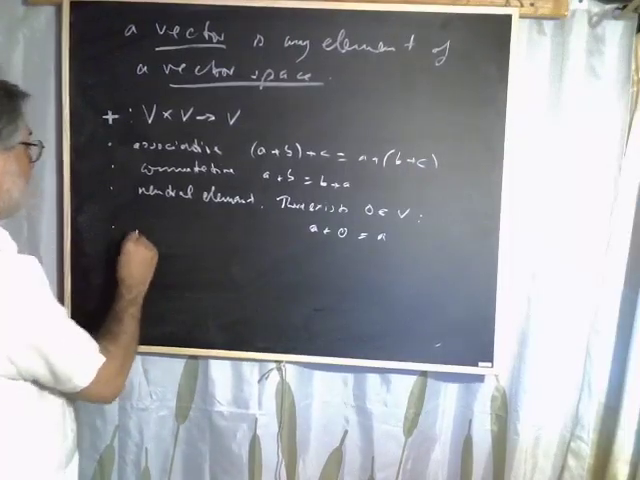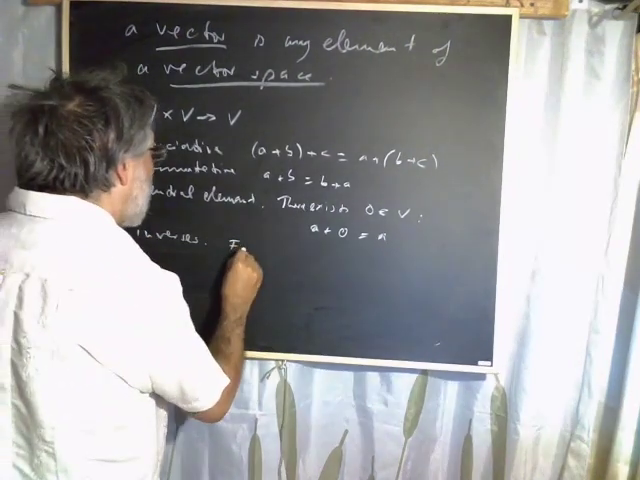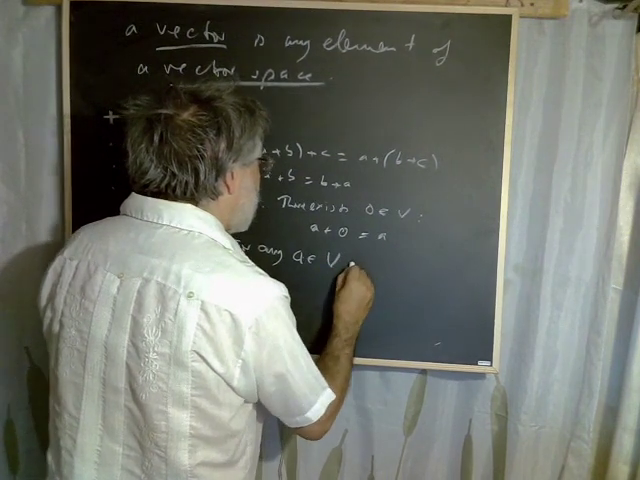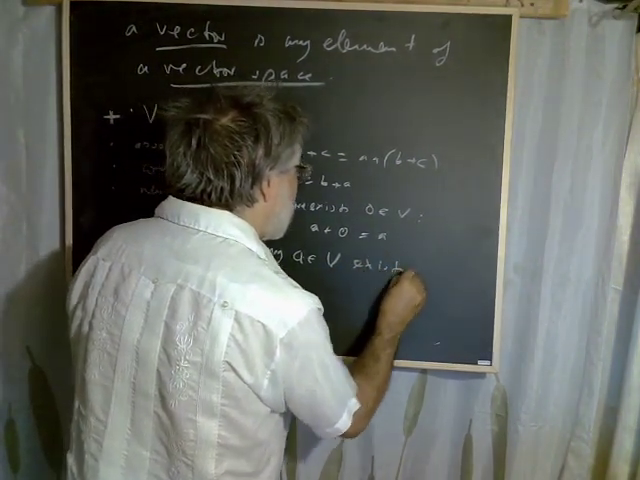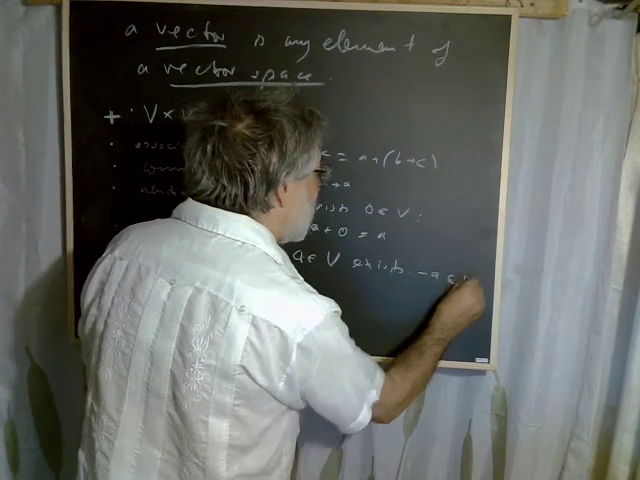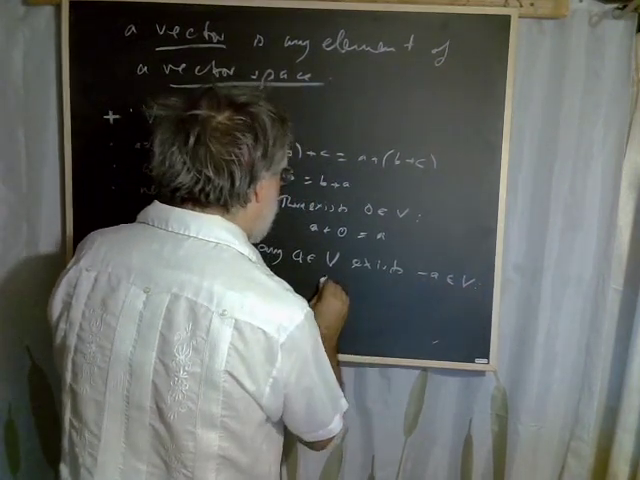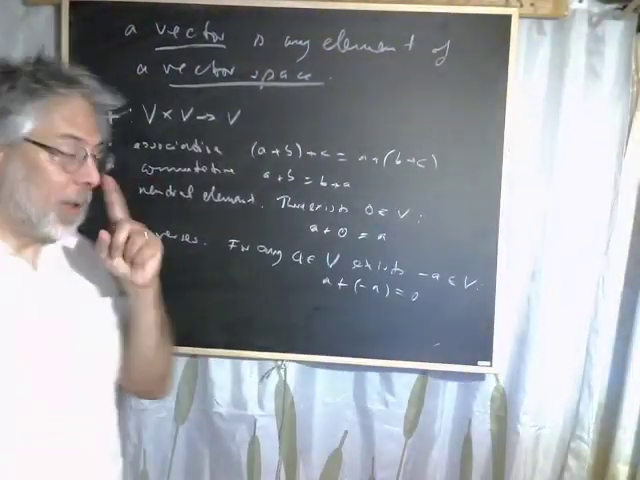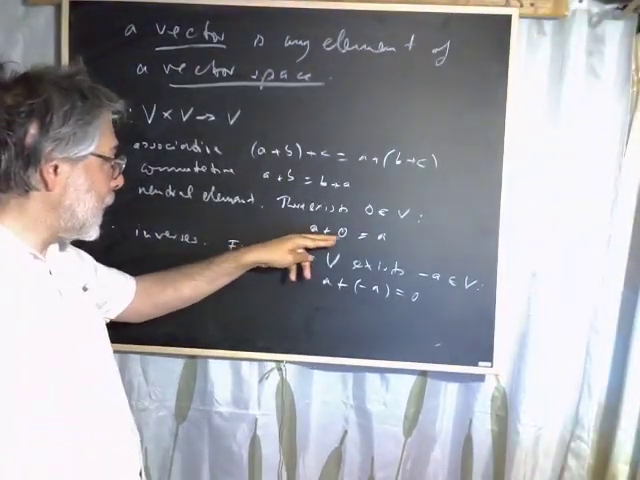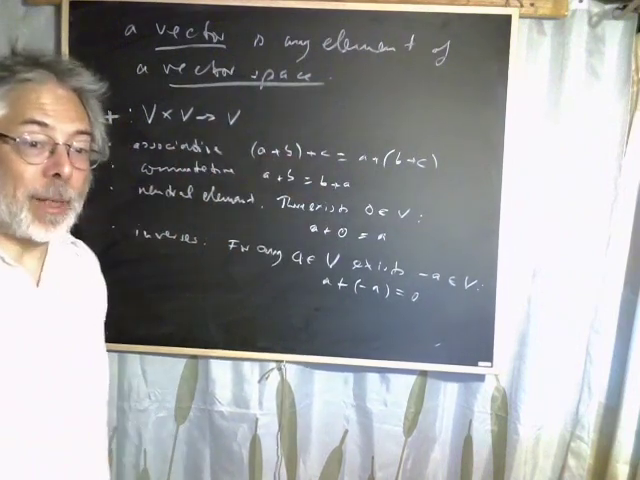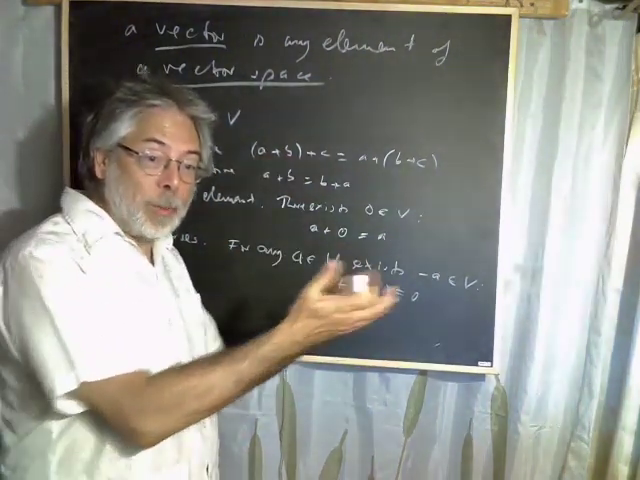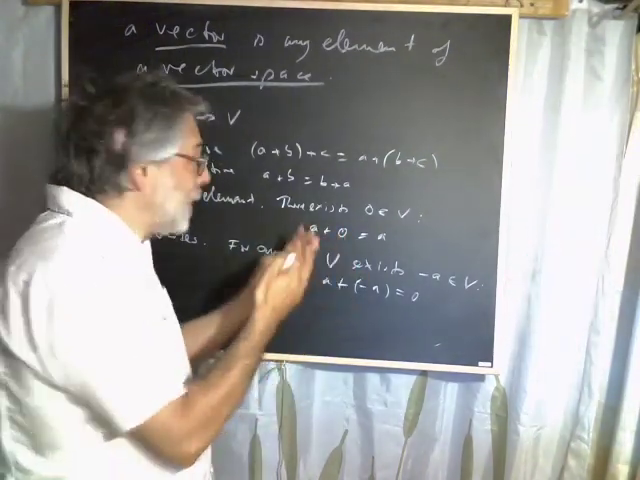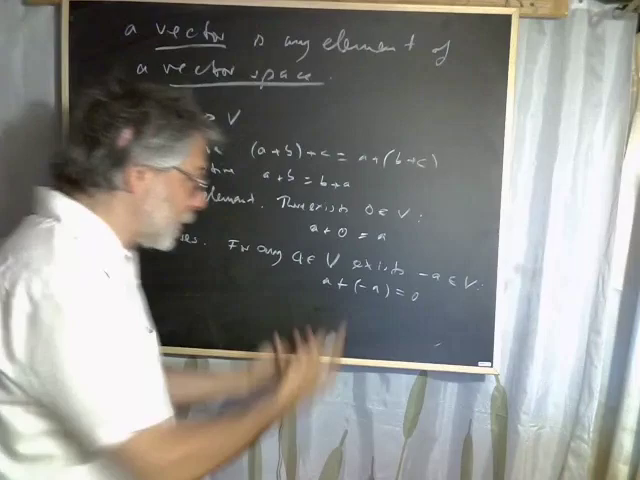And the existence of inverses. For any A in V there exists minus A in V such that A plus the minus A equals the neutral element 0. The important thing is that these things exist in V. You might have some structure and you perhaps might know what could be acting as a 0 element or as an inverse. But if it's not part of V, then V is not a vector space. It has to be included.